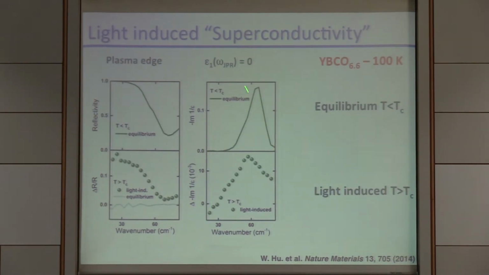This is the inverse of epsilon 1, which tells you that there's a zero crossing in epsilon 1. And what you find is a light-induced edge pretty much at the same frequency where the equilibrium edge is, at temperatures that are 2 times larger than equilibrium TC. So this is a 50 Kelvin superconductor, and you can find a very nicely well-formed edge and the zero crossing in epsilon 1 at 100 Kelvin.